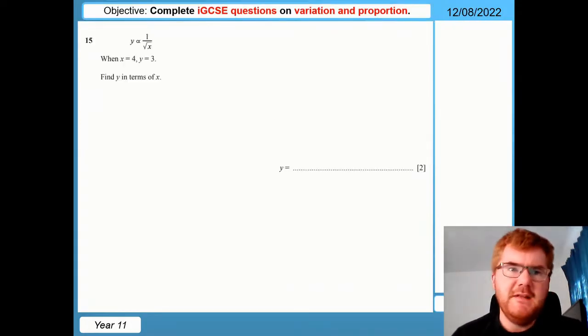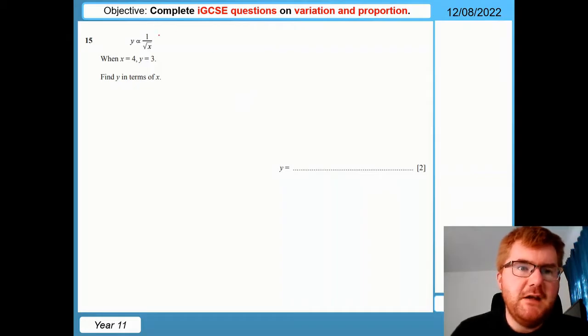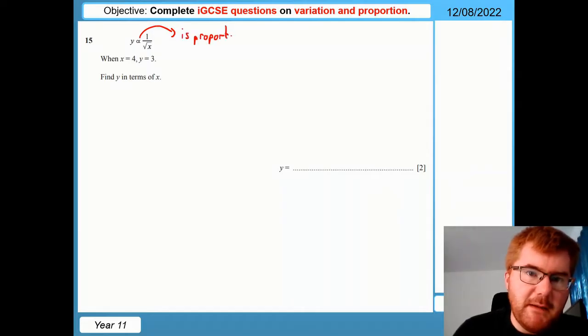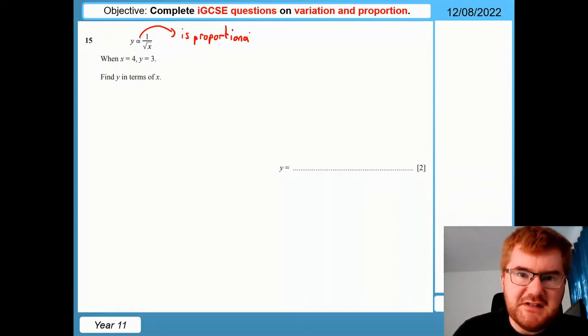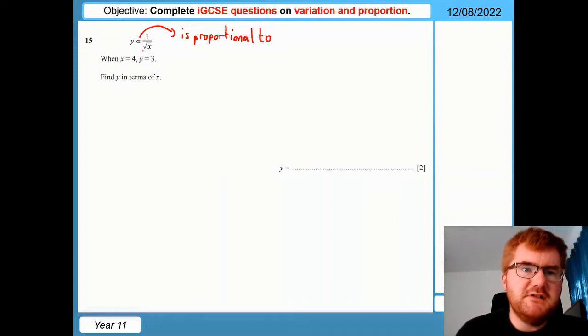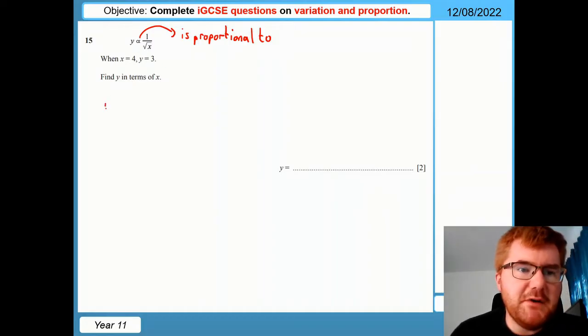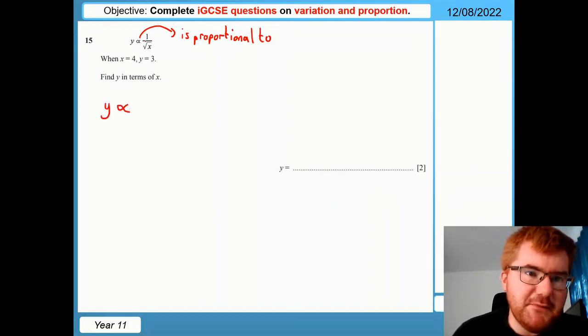So question 15, this is a paper 2 question here. So y is proportional to, remember this weird fish symbol, means is proportional to. So that's important to remember for many of these questions here. And we're told what we call initial conditions. So when x is equal to 4, y is equal to 3, and then find y in terms of x.